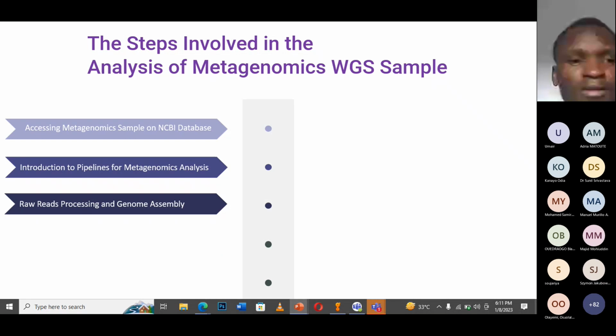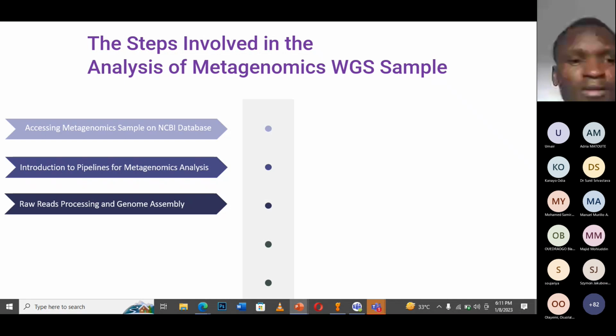Access to pipeline tools for the analysis. Now, after you've gotten tools, you've discovered, okay, these are the tools I want to use. You need to do reads processing and genome assembly. Reads processing, you need to process those reads. Why? Because there could be some errors in the reads.